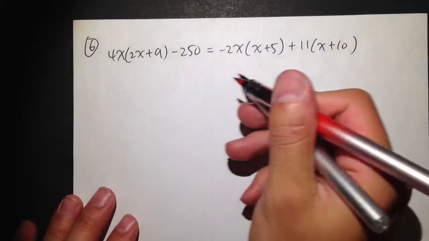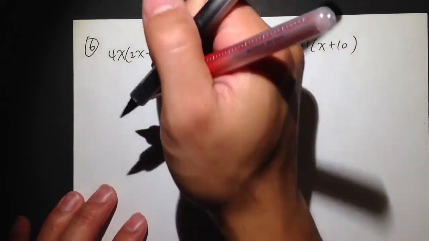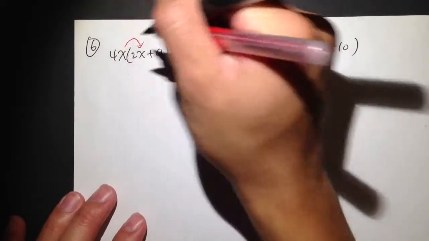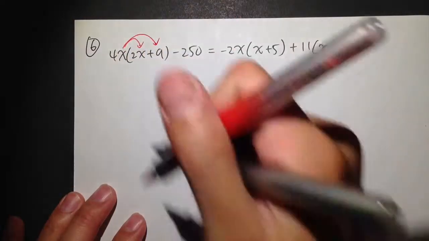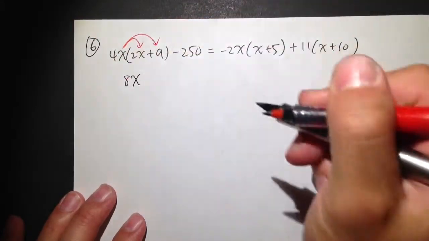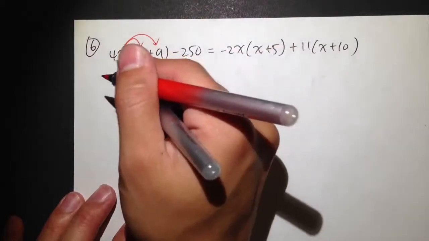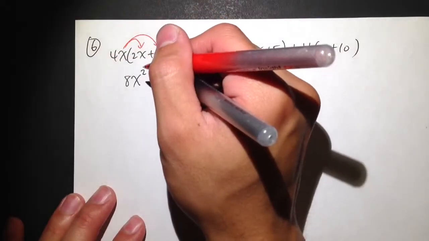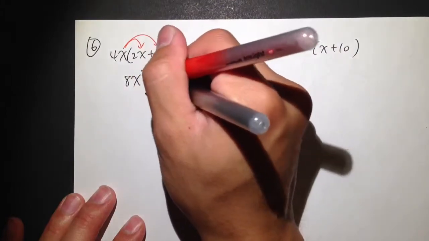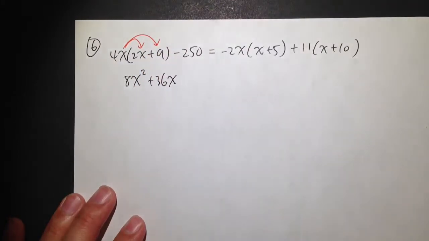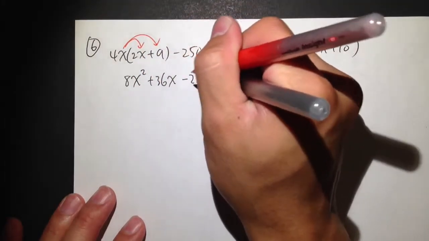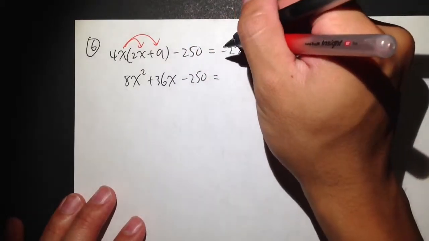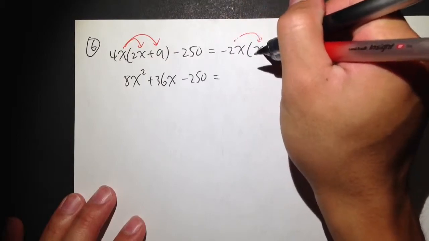Okay, so we have a long equation, but it's okay. I see I have a parentheses, I have the 4x in front of that. Let's distribute the 4x inside. I get 8x squared, 4x times 2x, 8x squared. 4x times positive 9, we get plus 36x. Minus 250, okay, that's equal to multiply the negative 2x with x.